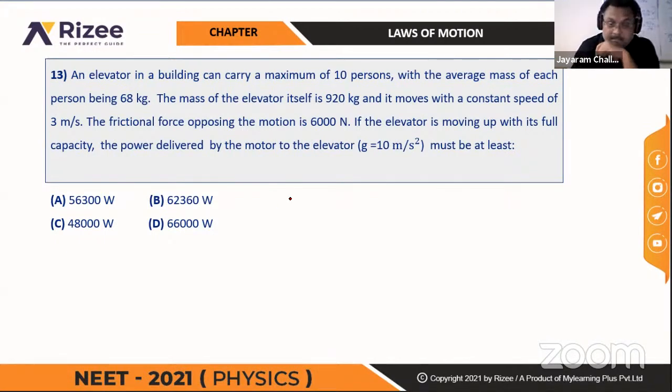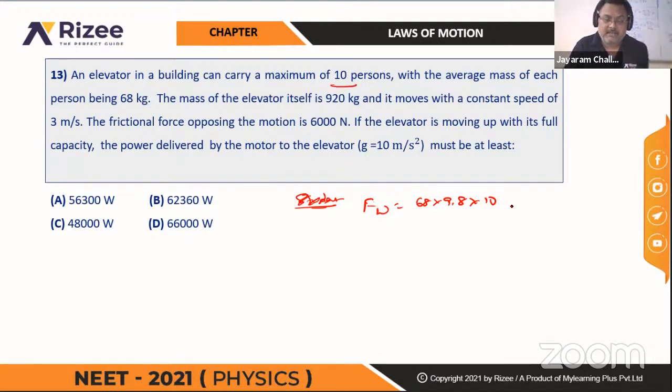So for this one, in this case, what is the total force? Sorry, the lift, or elevator, is moving. One is the force because of the weight, that is each person is 68 into 9.8 into how many persons will be there here? Into 10, maximum 10 persons. Or else, if we take the g value as 10, then we will be getting it as 6,800 newtons.